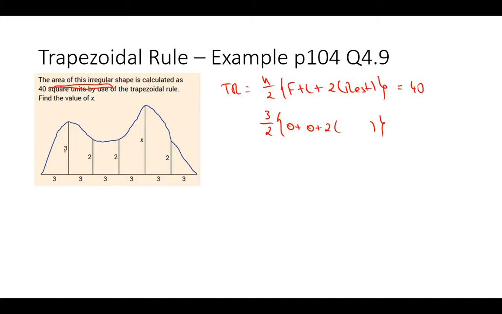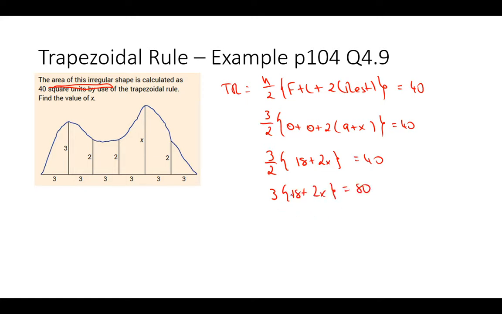Now you've got 3 and 2 is 5 and 2 is 7 and 2 is 9 and x. So you can't add 9 and x together, so you put them in as a sum, 9 plus x, as an expression, and that's equal to 40. And all you've got to do now is strip this side down to x itself. So 3 over 2 times 18 plus 2x is equal to 40. And just apply your standard algebra. That gives me 3 times 18 plus 2x is equal to 80.